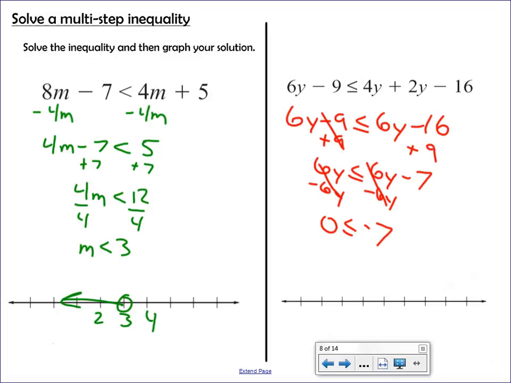So when it's not a true statement, we have no solution. If this were a true statement, let's say it said 0 is greater than negative 7. In that case, we would say infinitely many solutions because it's always true. All right, so that's the first part of this. We'll get into solving compound inequalities and what those are in the second video.